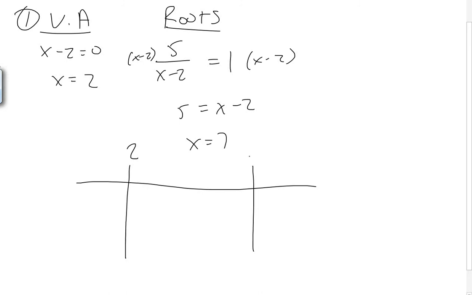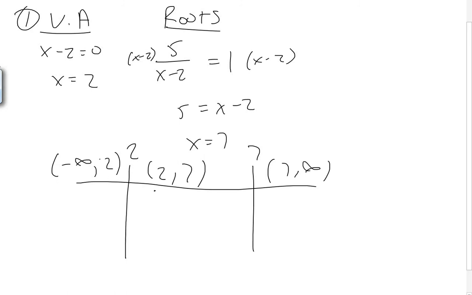Put 2 off to the left and then 7 followed by it, so that I know all the values to the left are all the values from negative infinity up till 2. All the values in between 2 and 7 are from 2 to 7 in interval notation. And all the values to the right of 7 are the interval from 7 to infinity.